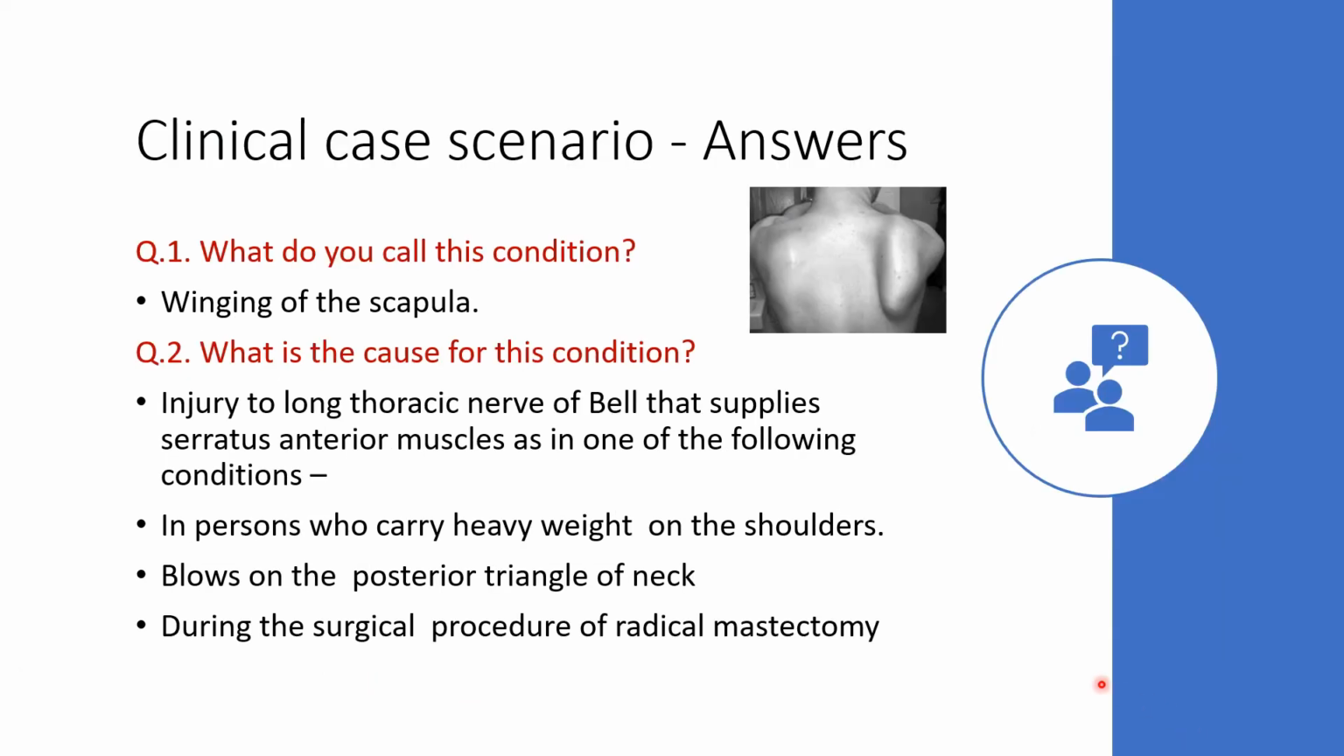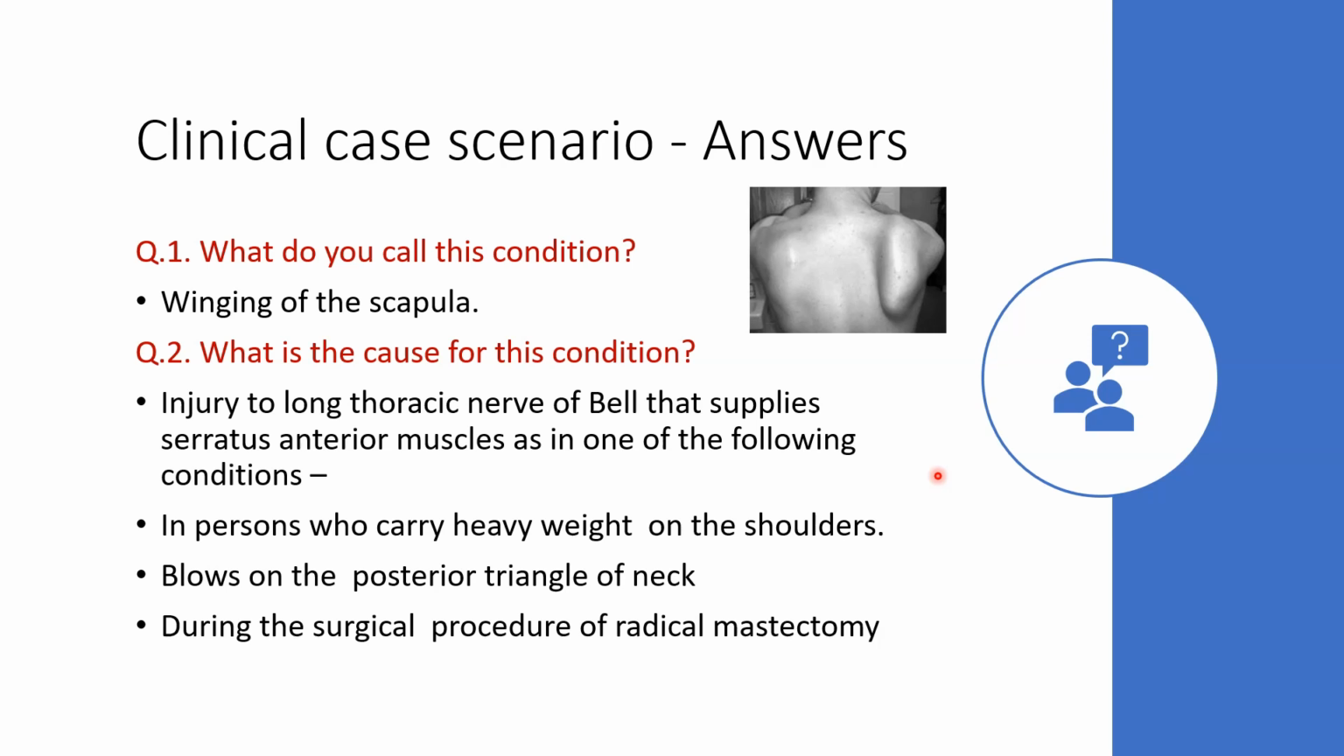Now let us answer the clinical case scenario which you have seen at the beginning of this lecture. Try to recollect. So what do you call this condition? This condition is called winging of the scapula. So the scapula here is seen like a wing. What is the cause for this condition? This is due to injury to the long thoracic nerve of Bell that supplies the serratus anterior muscle.